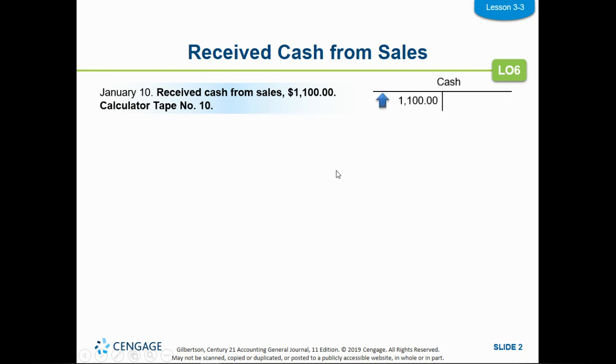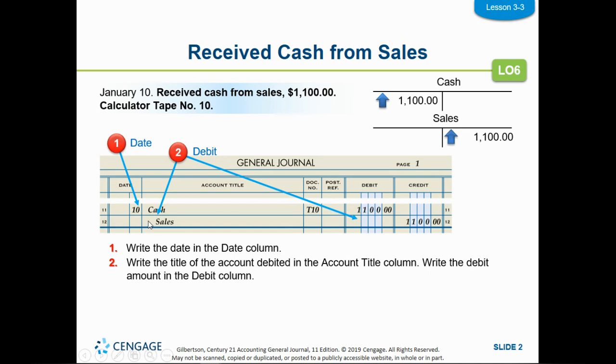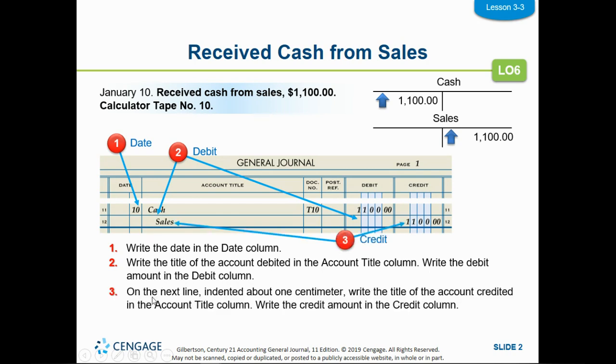So again, our two accounts: we received cash, so cash goes up with a debit because it's an asset. Sales goes up with a credit. So our date of the 10th, our cash is our debit. Our sales is our credit. And then for the source document, we're going to use T for tape and the date. So T10.